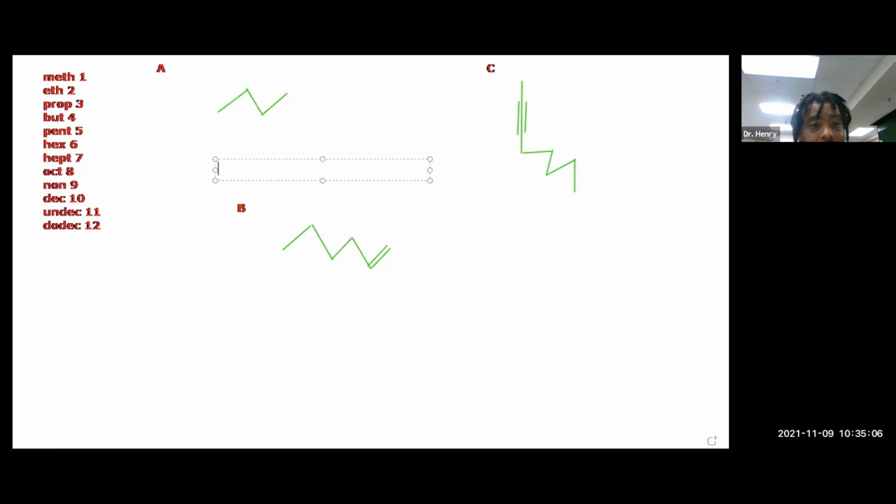So if we count the carbons, that's 1, this is 2, this is 3, this is 4. So the prefix is going to be what? We call it but. Okay, so but, and then the ending, since it's all single bonds. Ane, butane. That's right, ane. So butane.